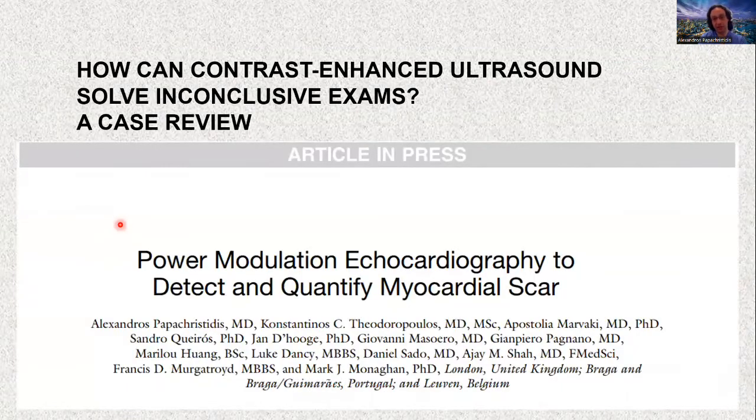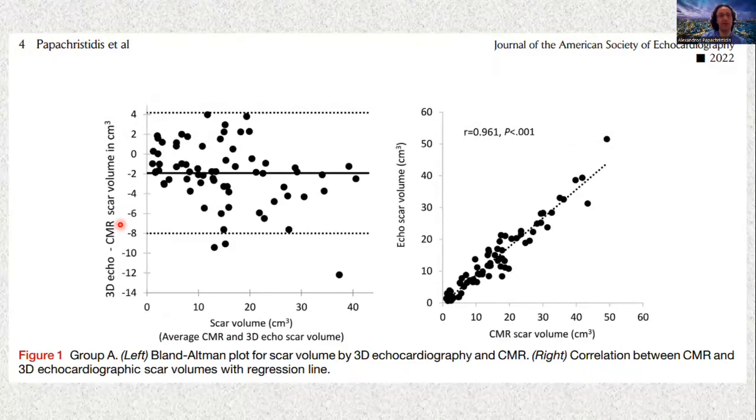So we demonstrate that using power modulation echocardiography, we can detect and quantify myocardial scar, because we can bring up the scar and make it brighter and easier for us to read and evaluate. And we can also quantify the myocardial scar using MRI as reference, late gadolinium enhancement. We see that the two modalities are good in terms of scar volume quantification, but also have good correlation with one another.